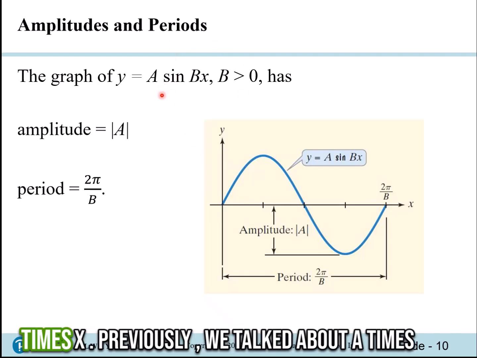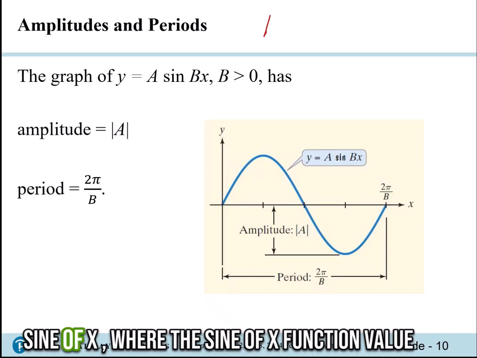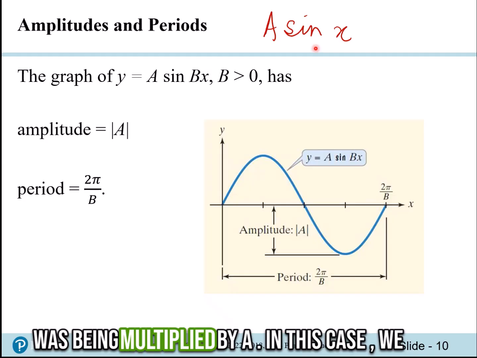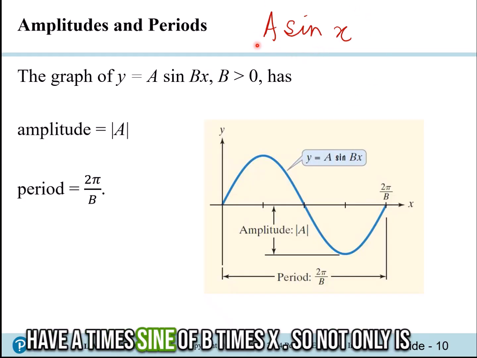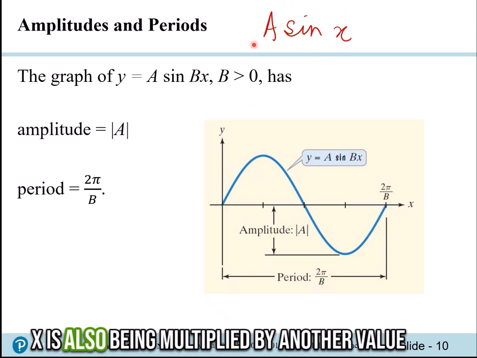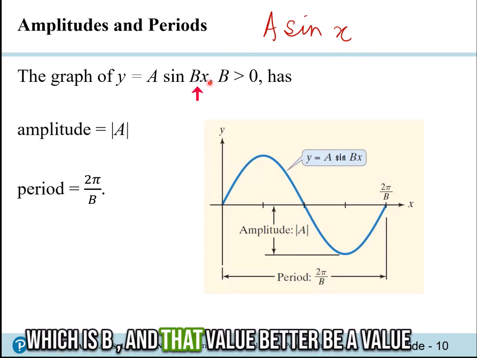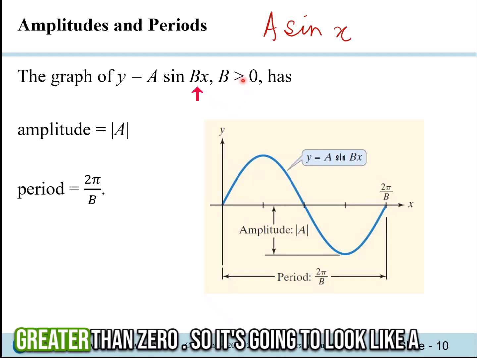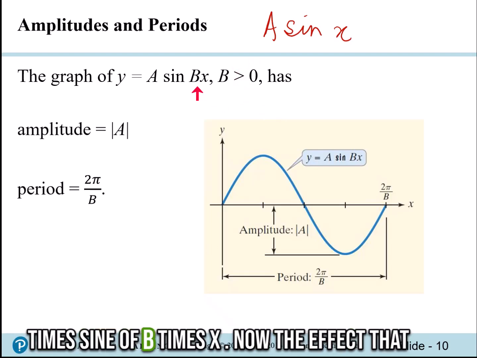Here we will talk about another variation of the sine function, which is a times sine of b times x. Previously, we talked about a times sine of x, where the sine of x function value was being multiplied by a. In this case, we have a times sine of b times x. So not only is sine of x being multiplied by a, but x is also being multiplied by another value, which is b, and that value better be a value greater than 0. So it's going to look like a times sine of b times x.